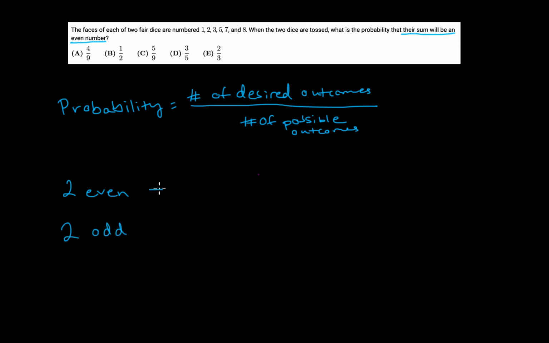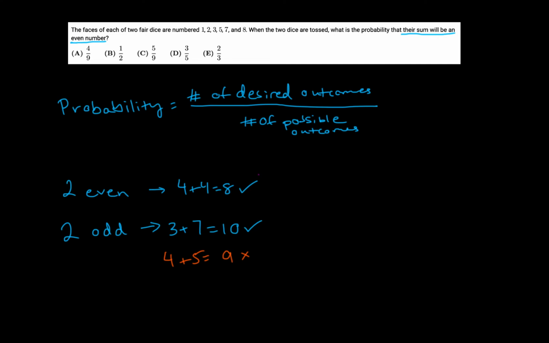Because if you think about it, 4 plus 4 is equal to 8, and 8 is an even number. 3 plus 7 is equal to 10, and that also equals an even number. But if you think of one even and one odd, like 4 plus 5, you get 9, and that's an odd number.